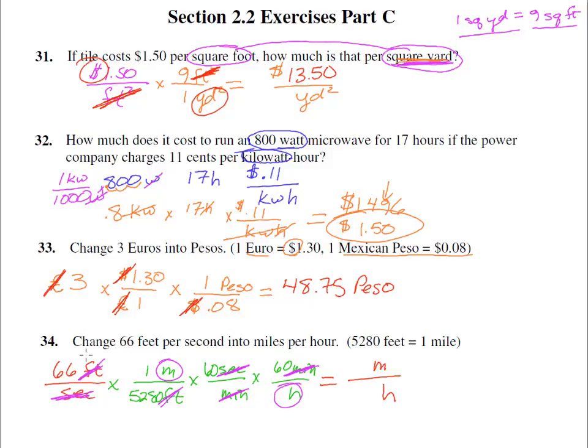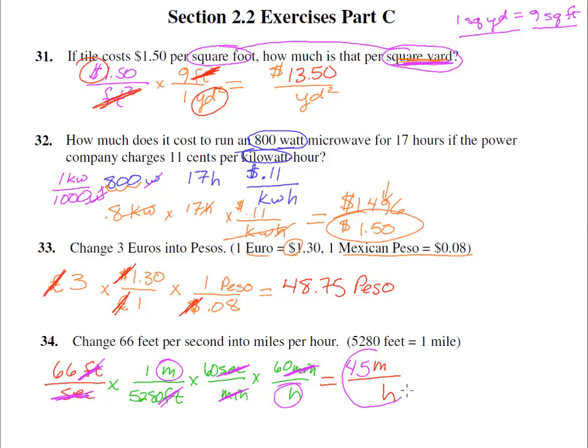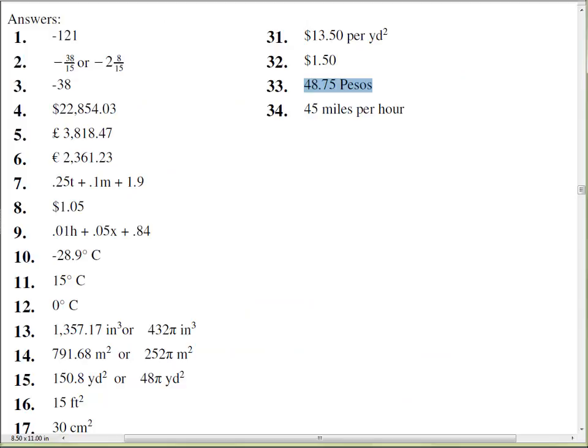So let's do that. 66 times 60 times 60 divided by 5,280. Let's pull out the calculator to do that one. 66 times 60 times 60, and that's going to be 237,600 divided by 5,280, and that equals 45. That came out kind of nice. 45 miles per hour equals 66 feet every second. Let's double check our answer. Indeed, 45 miles per hour. Good.